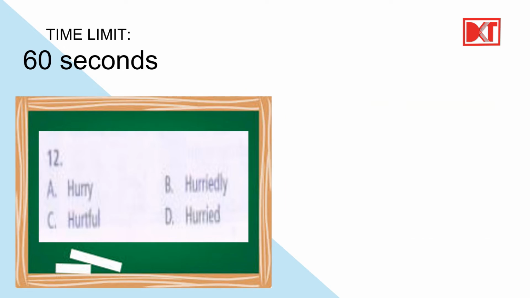A, hurry, B, hurriedly, C, hurtful, or D, hurried. Okay, here the answer is B, hurriedly. In what manner? It is the adverb of manner answering the question of how. It is hurriedly. The other options, A, hurry is a verb telling us some action. C, hurtful is an adjective describing something. D, hurried is the past form of hurry. Alright, hurried.